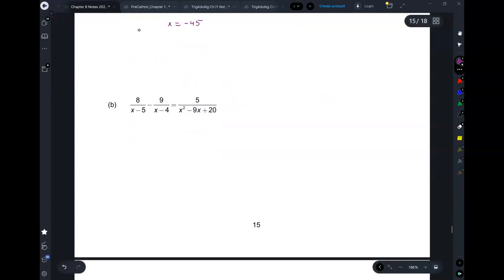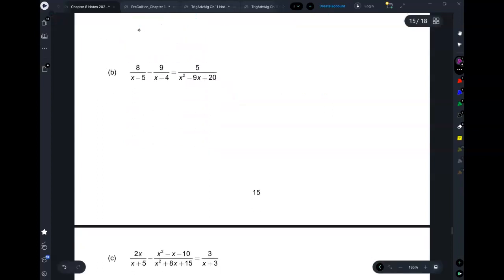Next one. Here, you notice this can be factored. We're going to factor it as x minus 5, x minus 4. So the restriction, x can't equal what numbers? 5 and 4. You have to set each denominator equal to 0. So x minus 5 can't be 0. x minus 4 can't be 0.